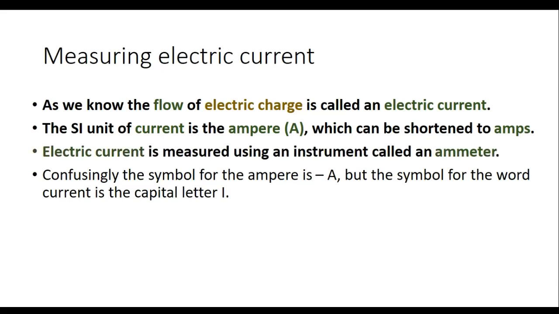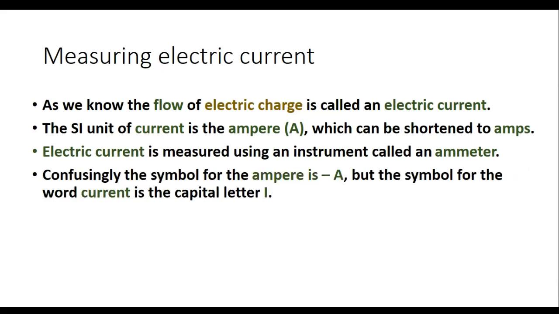Electric current can be measured using an ammeter. It's just an instrument that we can use to measure current. This bit is slightly new to you: the symbol for ampere is a capital A, so that's the unit that current is measured in. But when we use current, for example, in symbol equations, we represent current with the capital letter I. So that is just something to be aware of, and if you are using current in symbol equations, then you need to represent it using the capital letter I.